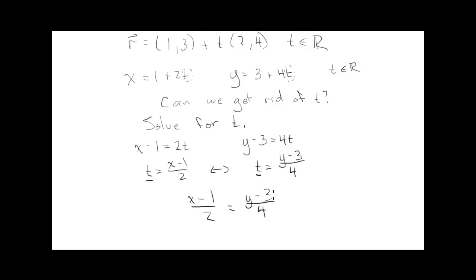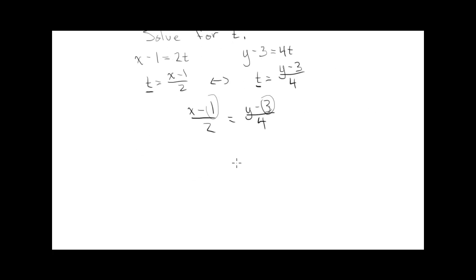Now the question is, where do these numbers come from? Well, the 2 and the 4, that's just the direction vector. Where did we get the 1 and the 3 from? Well, that's just the position, the point. So symmetric equations, let me not write it like that.